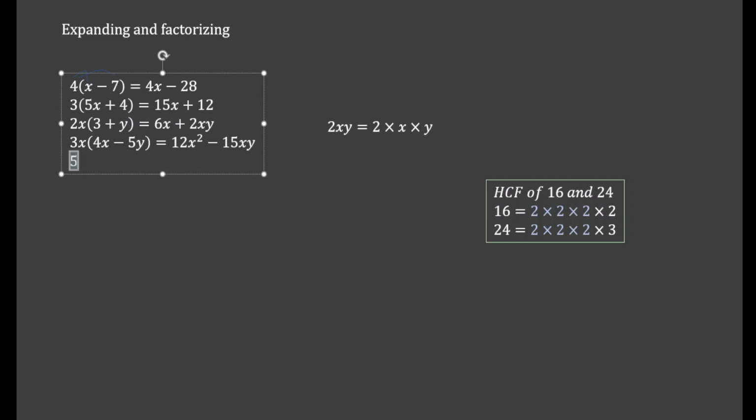Let's say we have 5 times (2x minus 3y plus 6). So in this case, we have 3 terms in the brackets, but the concept is again the same. None of these can be simplified, and we are expanding, so we are removing the brackets by multiplying 5 by each item. So we multiply 5 by 2x, that will give us 10x. We multiply 5 by minus 3y, that will give us minus 15y. And we multiply 5 by 6, that will give us plus 30.